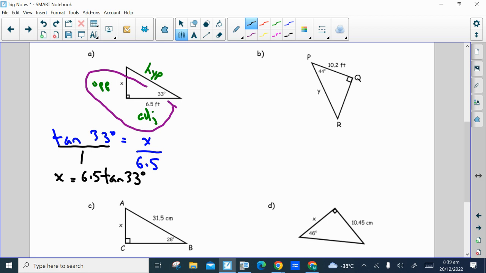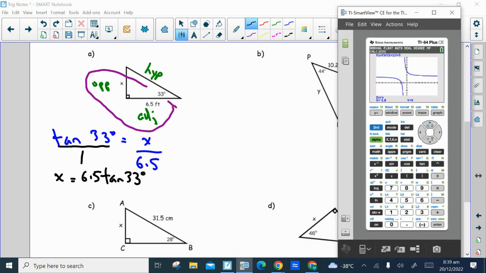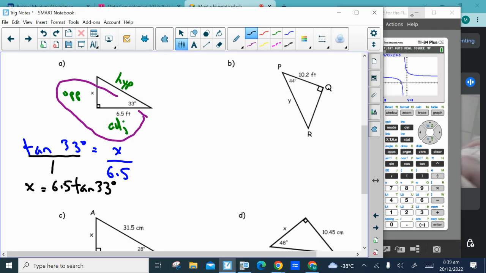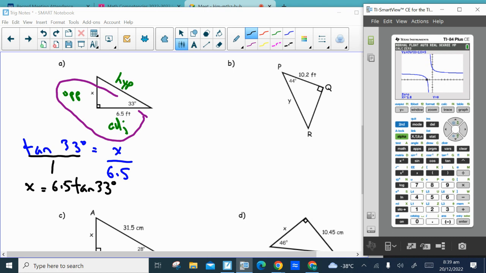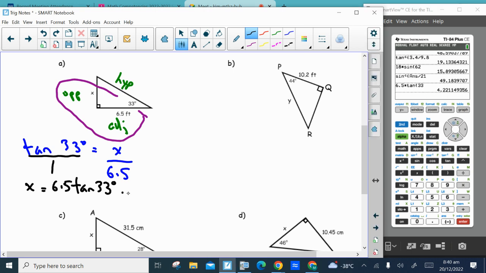We saw that sometimes when you cross multiply, you don't have the variable by itself, and there's an extra step that we need to do to get the variable by itself. But in this case, we have it by itself. So we just want to make sure that our calculator is in the degree mode, which I am. And now I can type in 6.5 times the tangent of 33 degrees. And if we round to the nearest tenth, it would be approximately 4.2, and that would be in feet. The same unit as the adjacent side.